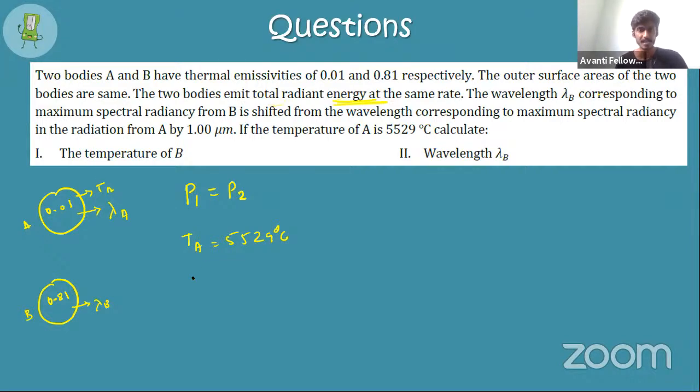Now, my simple question is, can we find the temperature of B? Can you try this out, guys? So power of 1 is equal to power of 2. The temperature of A is given. The temperature of B is unknown. Lambda A minus lambda B, they differ by a factor of 1 micrometer. Now I can't use Wien's law, lambda 1 T1 equal to lambda 2 T2, because I know only temperature T1. I know the difference of lambda 1 and lambda 2, but I don't know their values. So I can't use Wien's law. Therefore, use this trick here.